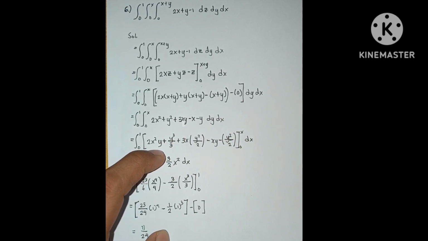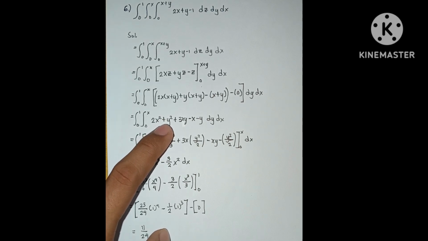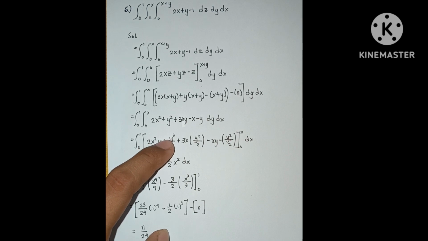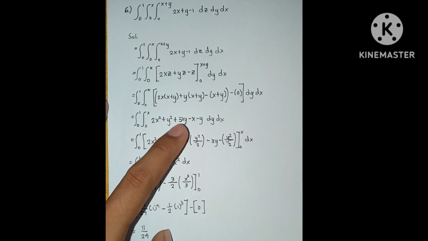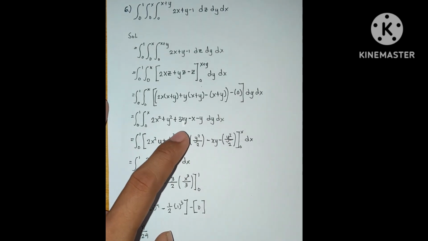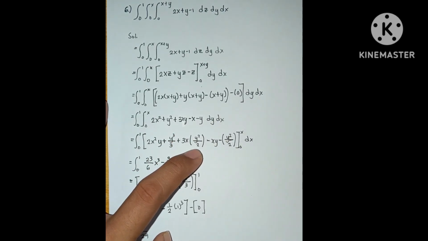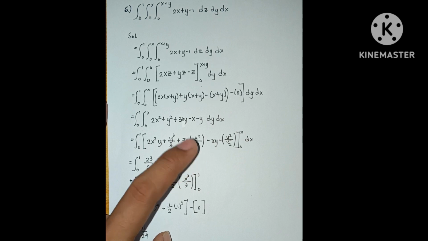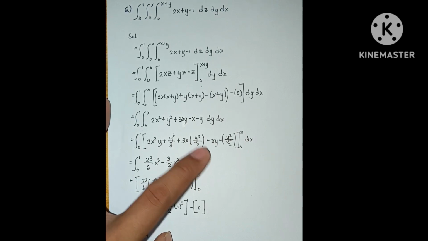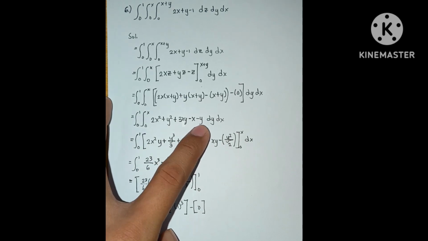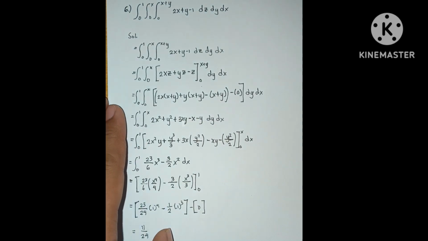Next is to plus and integrate the value of y. So y squared integrate is y cubed over 3 plus 3x, and the value of y. So we're going to integrate y. So we have y squared over 2 minus xy minus same here. I'm going to integrate. So we have y squared over 2 with respect to 0 to x.